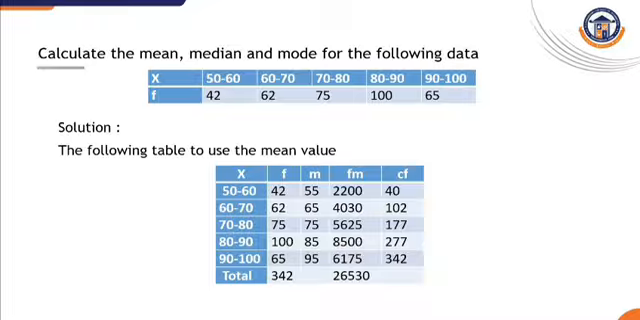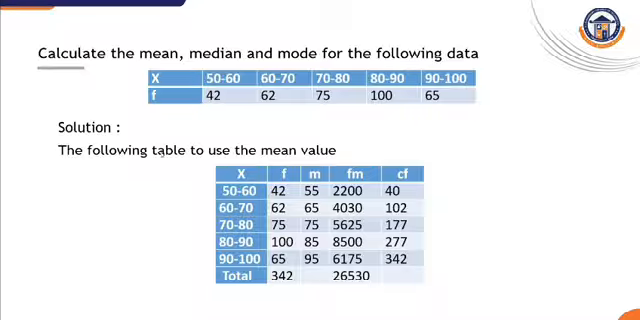The continuous case means the x value should be in some intervals. Here we have 50 to 60, 60 to 70, 70 to 80, 80 to 90, 90 to 100. The frequencies of these intervals are: the first interval 42, the second interval 62, the third interval 75, the fourth interval 100, and the last interval 65. So now we see the solution of this problem.